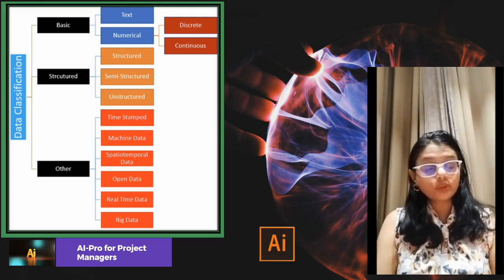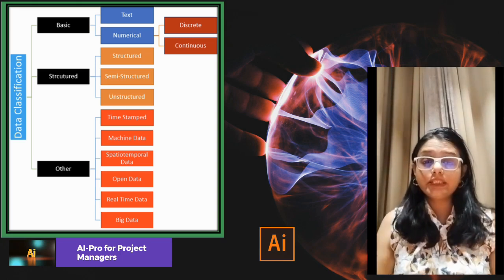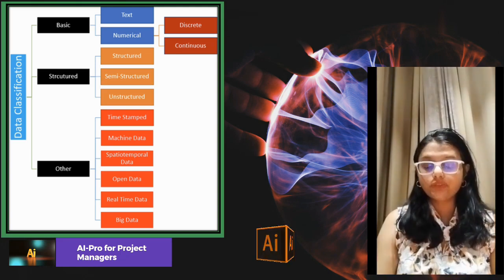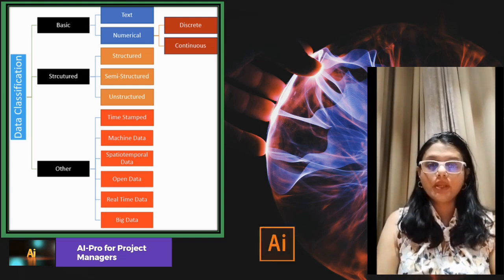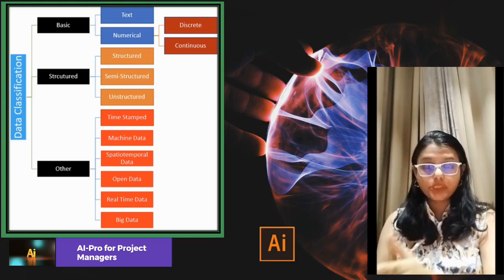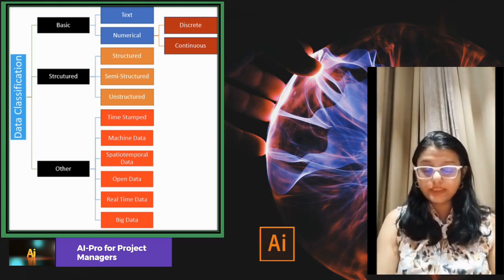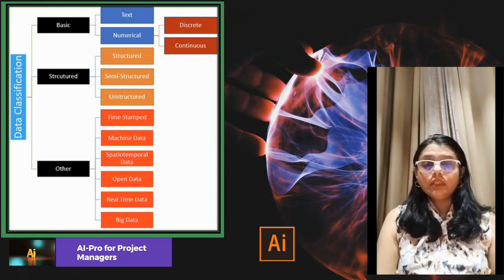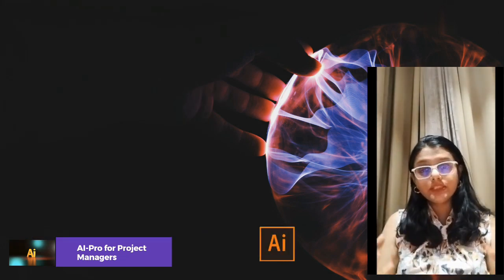Unstructured data does not follow any pattern or constraint or any set of rules. For example, we can say the videos which are available on YouTube are in unstructured format, or the photos that we upload on Facebook, they are all unstructured. And semi-structured has data belonging to structured and unstructured format. It contains information which is following a set of rules, and also it contains information that does not follow any rule.